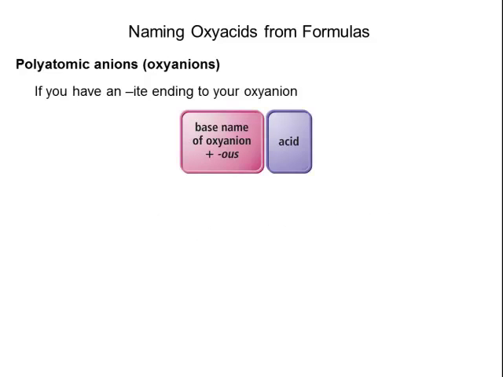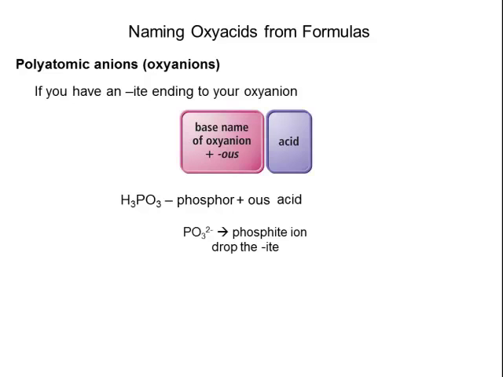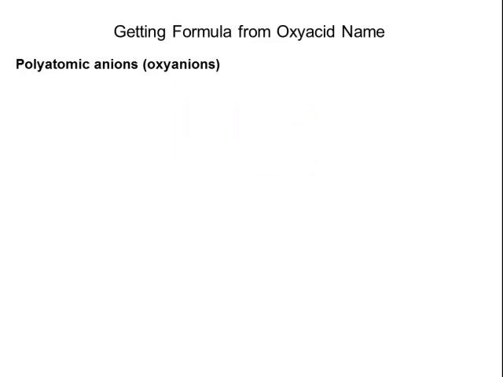All right, so let's look at another example of this. H3PO3, that's the phosphite ion, PO3 2 minus. Going to drop the ite and go back to the base name. Well, the base name actually is phosphor. I'm going to add an ous, going to add the acid, and I'm going to end up with phosphorous acid. So we've talked about getting the names from the formulas. Now let's talk about getting the formulas from the names.